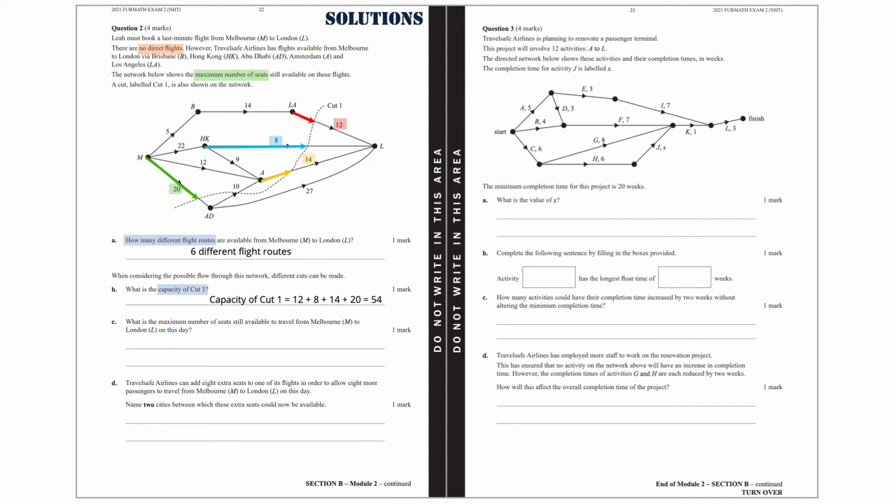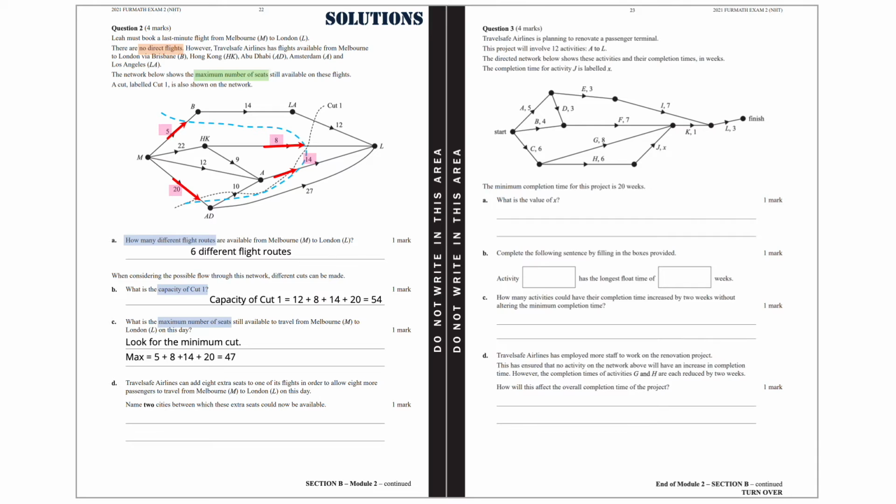Part C. What is the maximum number of seats still available to travel from Melbourne to London on this day? For this, we are going to look for the minimum cut. To calculate the capacity of the minimum cut, we are going to add up the values of the edges that go into the cut from left to right. Therefore, the maximum number of seats equals 5 plus 8 plus 14 plus 20 equals 47.